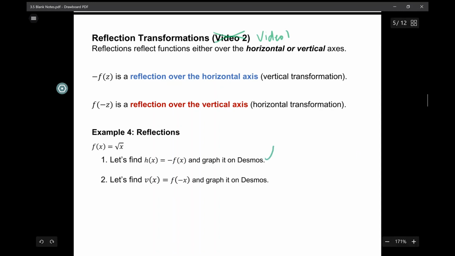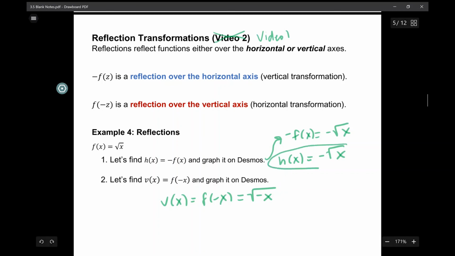So there's 2 ways we can do this. We can practice doing this algebraically first. So minus f of x would be equal to minus square root of x, right? So the function h of x equals minus the square root of x. And v of x equals f of minus x, which is equal to the square root of negative x, right? So those are the 2 other functions we're going to graph and compare to f of x in Desmos. Let's go there now.